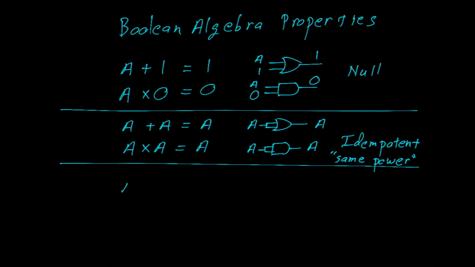This is a fun one. A bar bar is equal to A. If we were to sketch that out on the gate level, that's one inverter. So if that's A coming in, this is A bar. And if we run it through another inverter, we end up with A again. And that's involution.